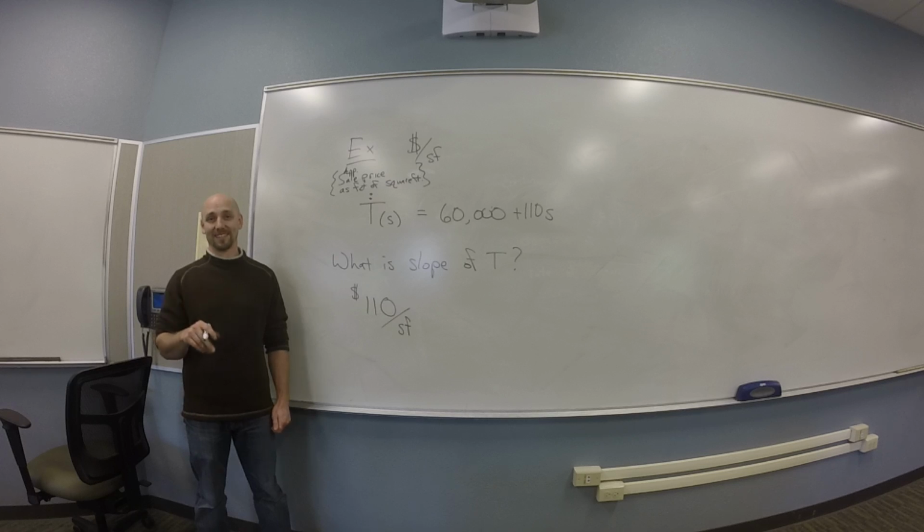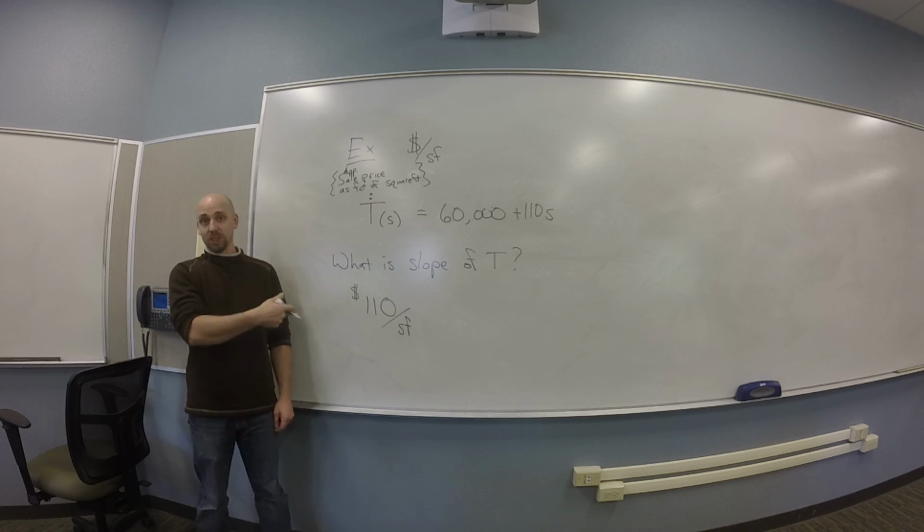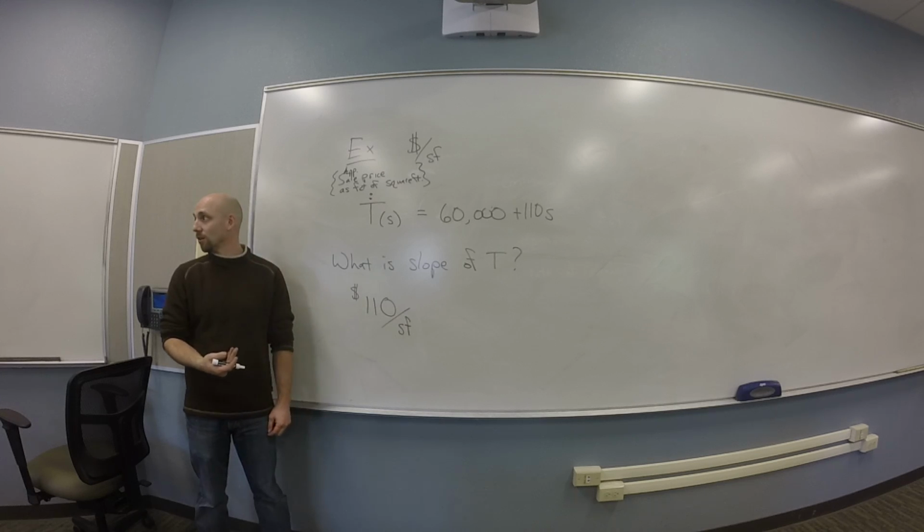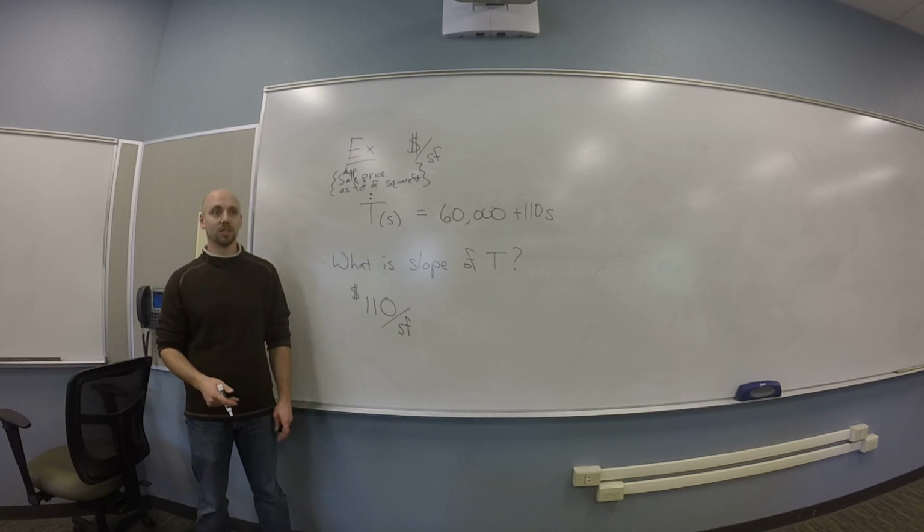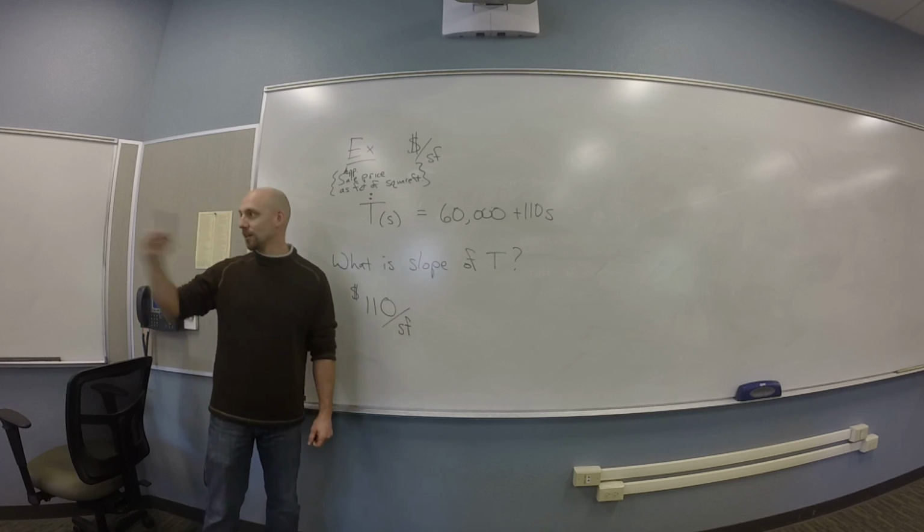Well, where'd I get this? I actually calibrated this off a bunch of real estate sales. So I think this is actually pretty good. I did a least squares linear regression to figure this out using a little statistics. And yeah, it's give or take $110 a square foot. Okay, I want to talk about the intercept now.